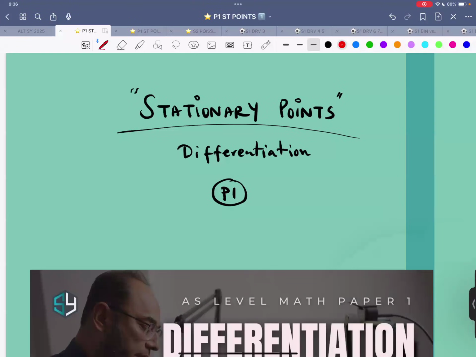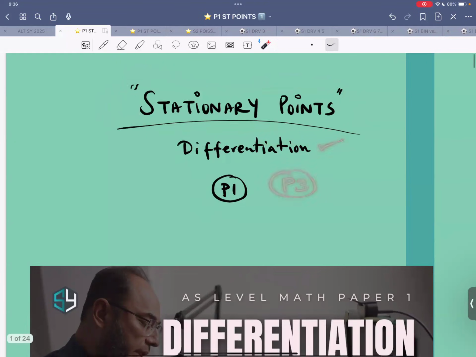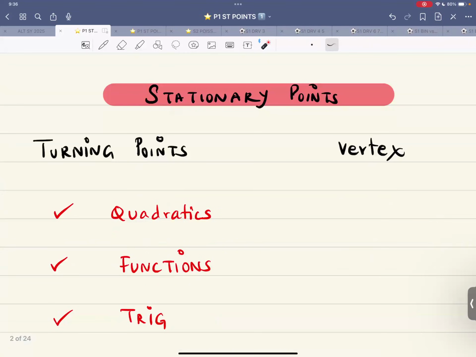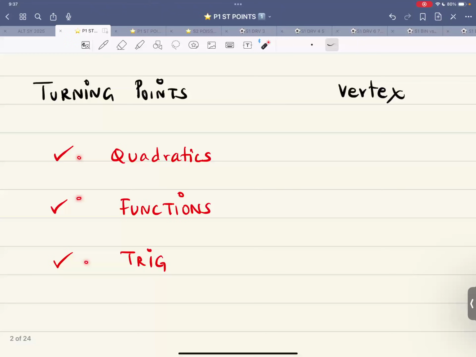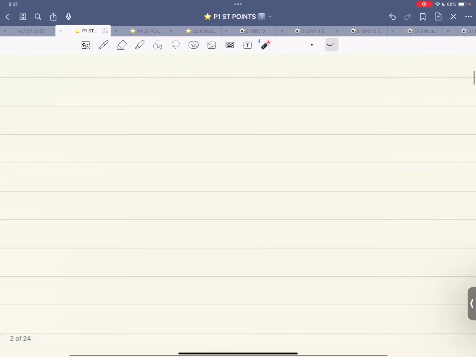We are starting with the concept of stationary points. Now, stationary points is a subtopic of differentiation of P1, and differentiation is one of those chapters that we study in P3 also. This terminology of stationary point, we have used a similar name that is called turning point. We have used another name that is called vertex. And these are the three chapters where this terminology was used: that is quadratics, that is functions, that is trigonometry. And now we are using this thing in differentiation.